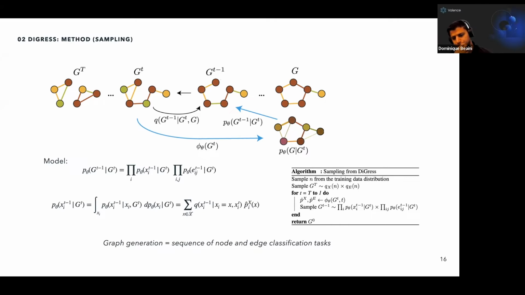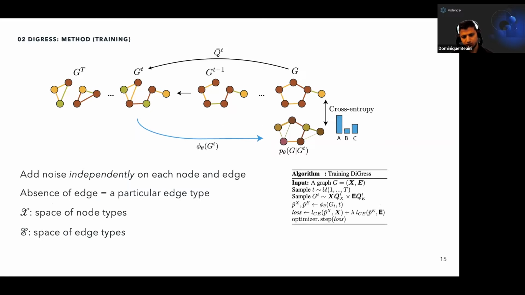Could you go back to the previous slide, this one, where you sample noise? You have the transition matrices Q that you described earlier, and how do they apply to the graph? When you apply the transition matrix Q on a certain graph, what are the transformations that happen to that graph? How is it modified?